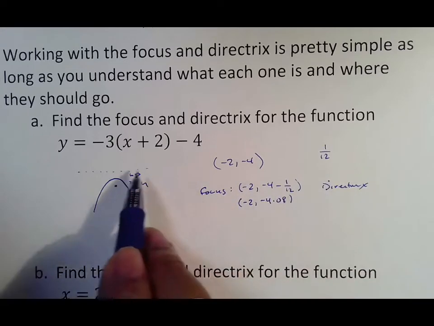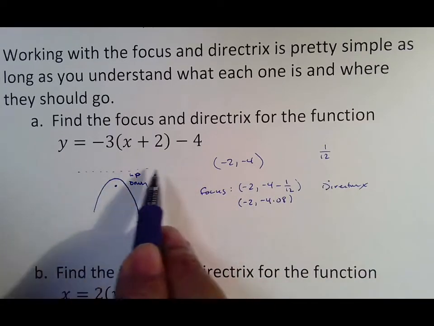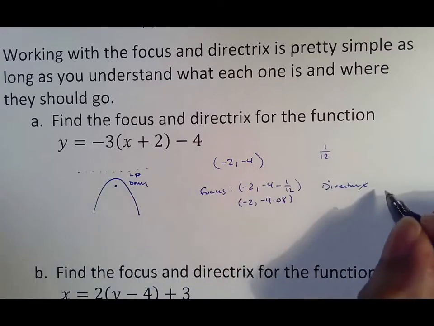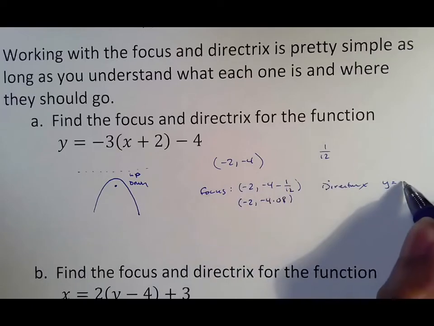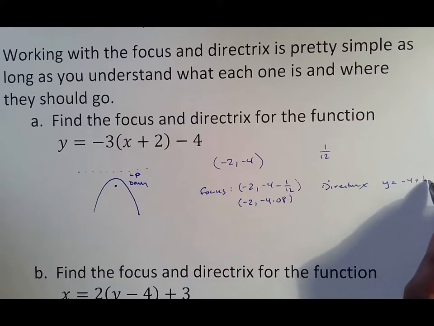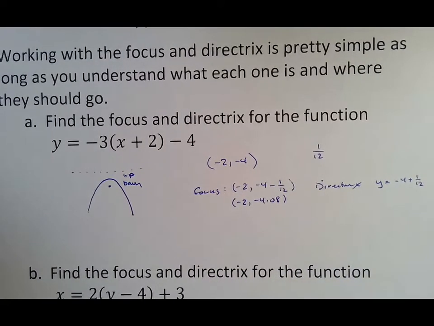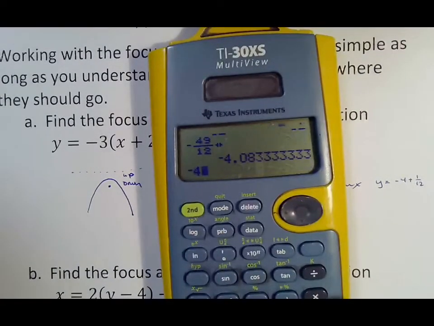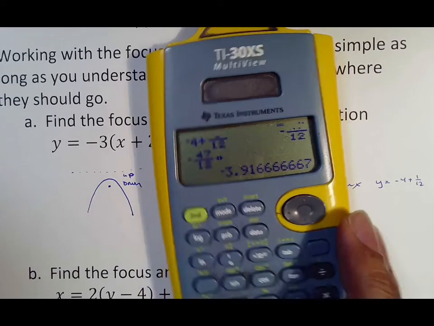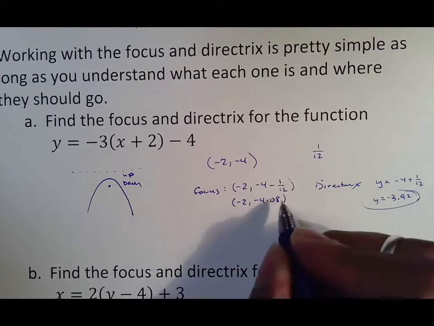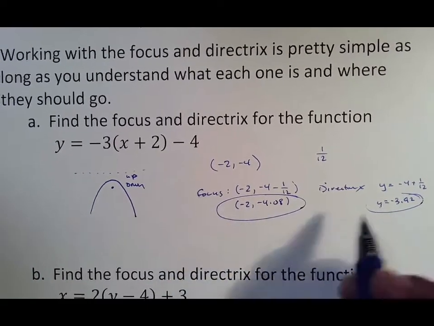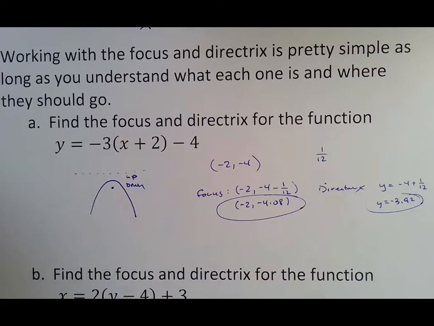But your directrix is a x equals equation, because again, hopefully we know now that, no, I'm sorry, this is a y equals equation, so it's y equals, and since it's going up, it means we're going to take our y value and add that same value of 1 over 12, so negative 4 plus 1 over 12, which gives me negative 3.92. That's it. That's your focus. That's your directrix. We know how to graph it. We got everything we need.